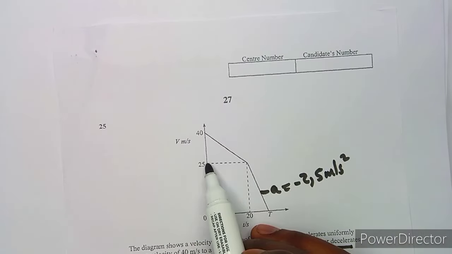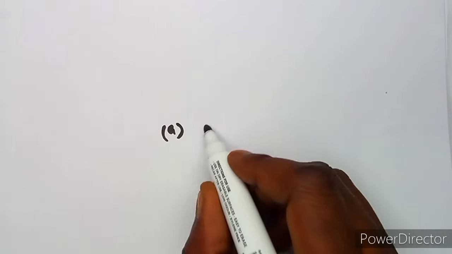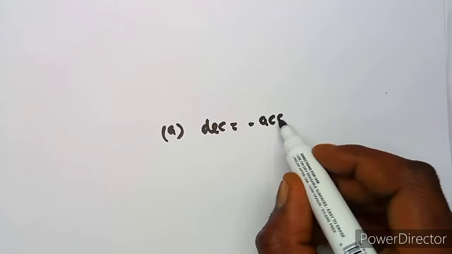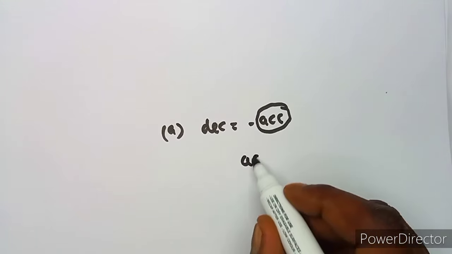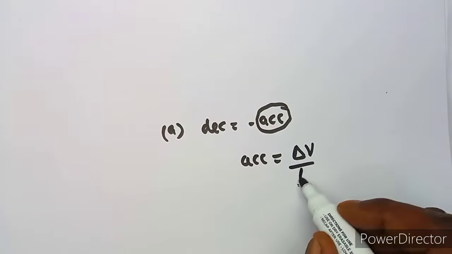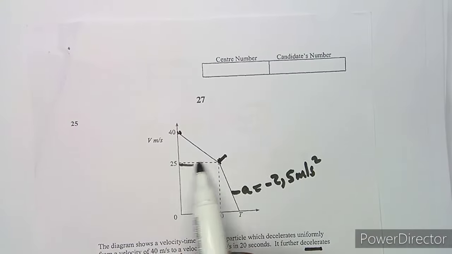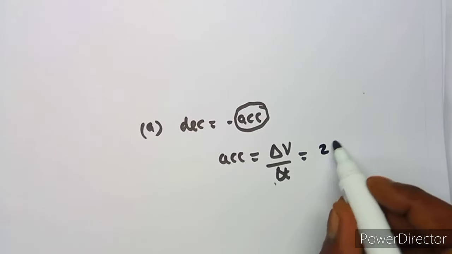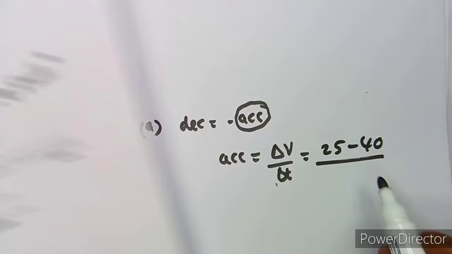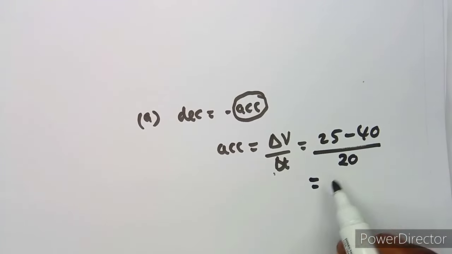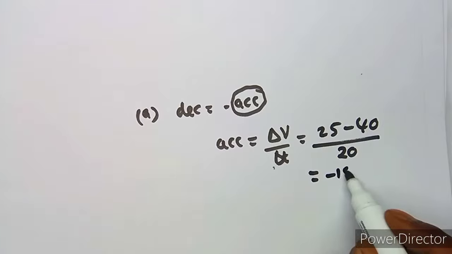So the first 20 seconds is this one, during this period. And as we know, there is a deceleration, but we say deceleration is equal to negative acceleration. So all you need is to find the acceleration, which is the change in velocity over the change in time. So what is our change in velocity? We started at 40 and we are now at 25, so it's v2 minus v1. So that's 25 minus 40 over the change in time, which is 20 minus 0, which is 20 seconds. So 25 minus 40 will be minus 15 over 20.